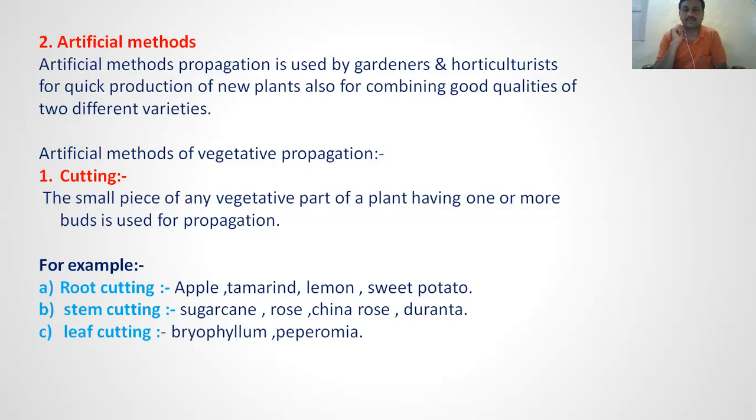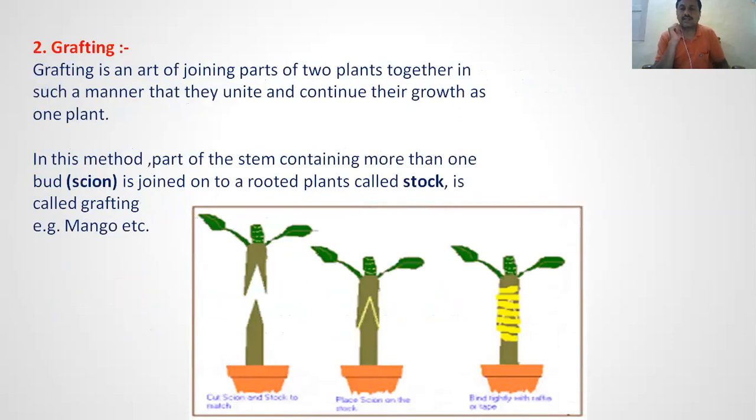In stem cutting, examples are sugarcane, rose, China rose, duranta. Leaf cutting: Bryophyllum leaves develop to produce new plantlets. Peperomia is also an example of leaf cutting. Okay, then the second type is grafting.